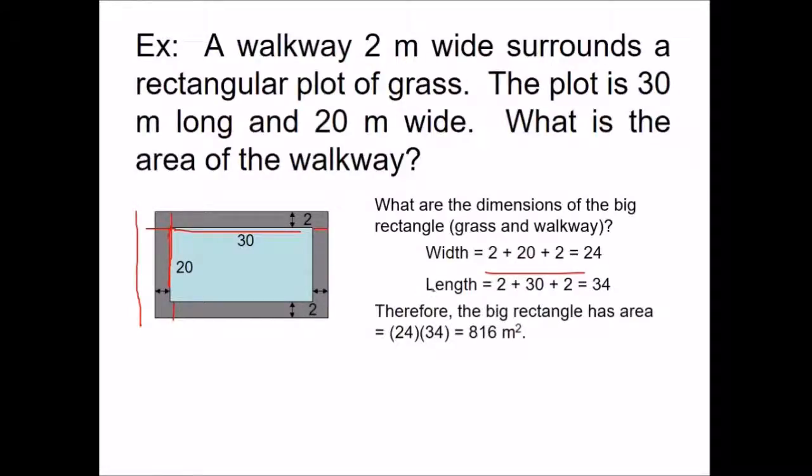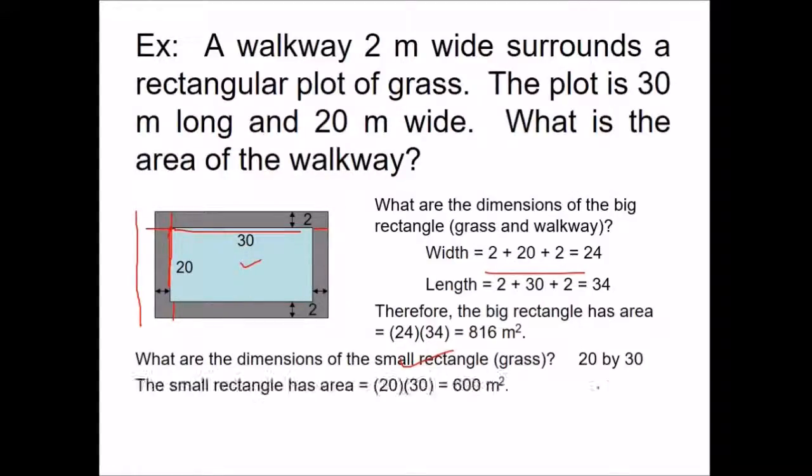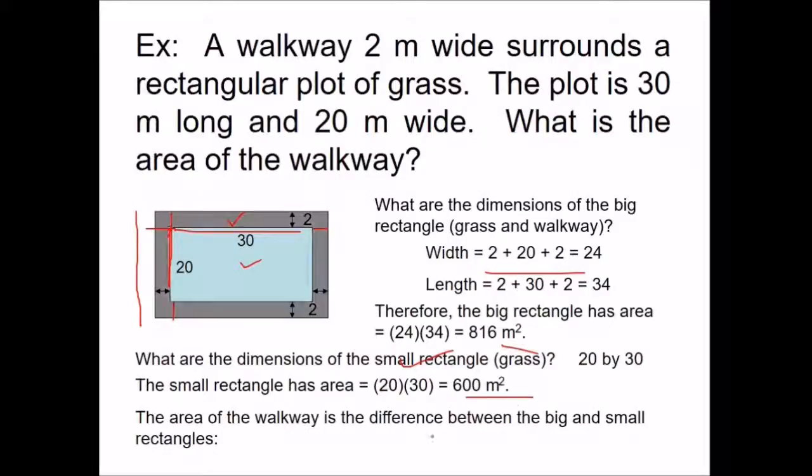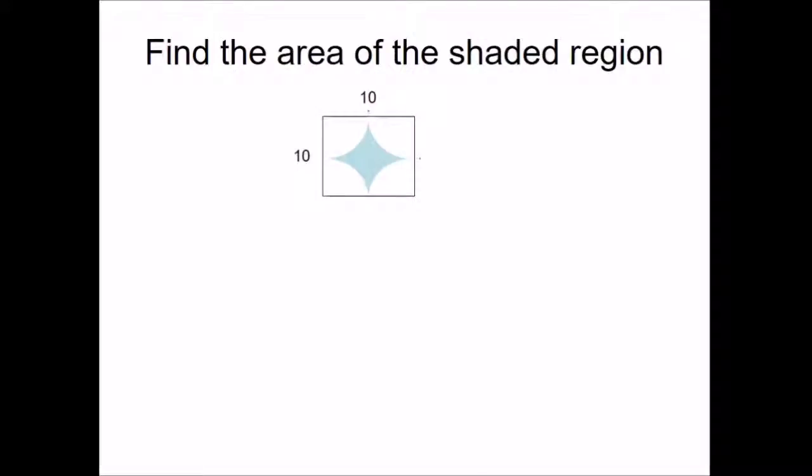So for the bigger rectangle, take the area 24 into 34, that is 816. Let us take the smaller area, this grass area. Smaller rectangle area, 30 into 20, that is 600. But what we need to find is the area of the walkway, so we just subtract that. 816 minus 600, that is 216 meters square.